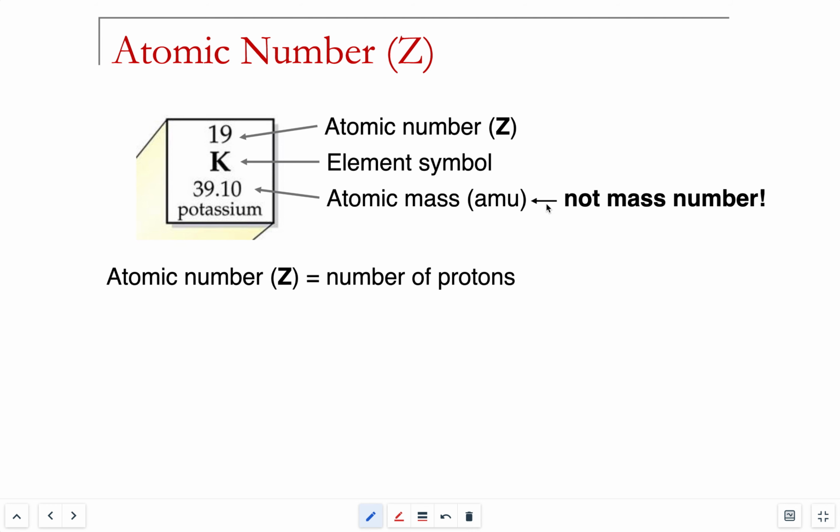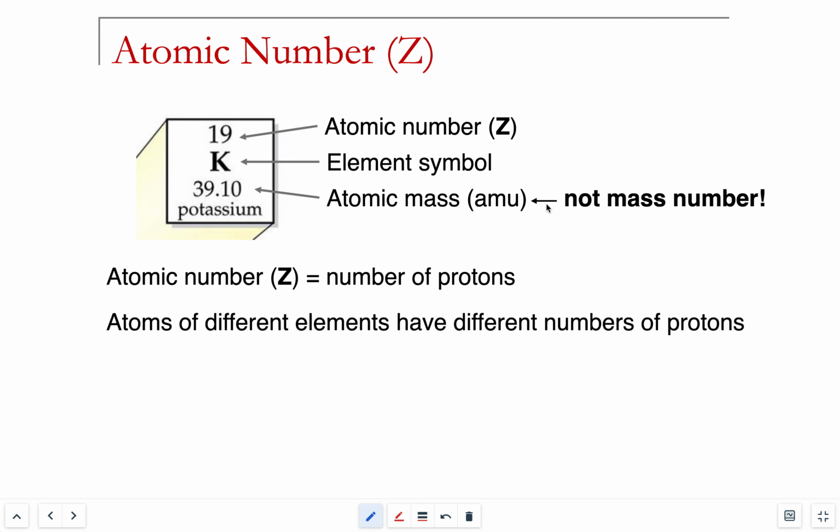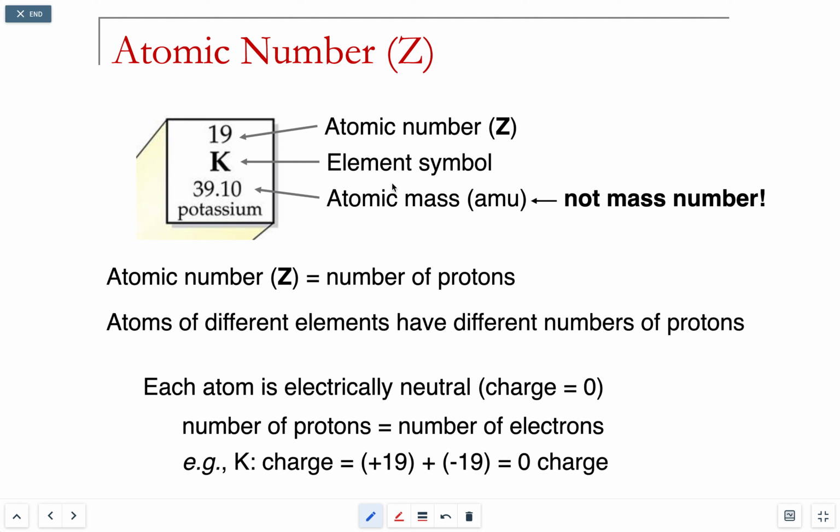Now, how many electrons does a potassium atom have? Well, it has to have the same number of electrons as protons, because the atom is electrically neutral, meaning that the total charge on the atom is 0. If you have 19 positive charges from the protons, and then you add them to 19 negative charges for the electrons on the outside, when you add these two together, this becomes 19 minus 19, which is 0.